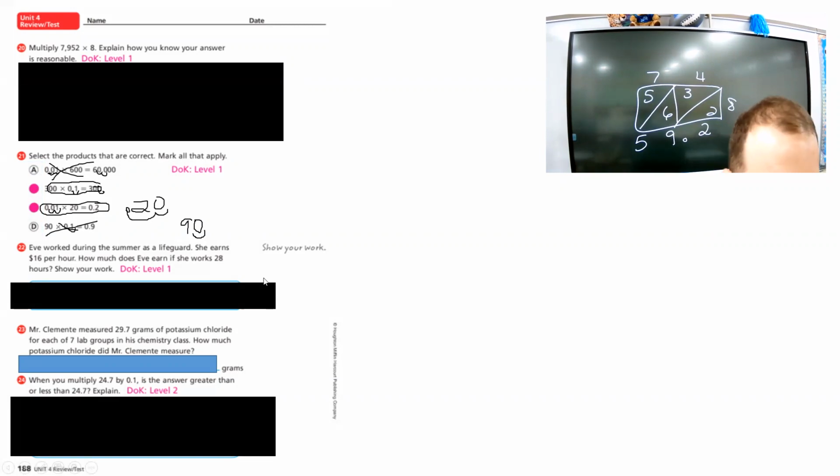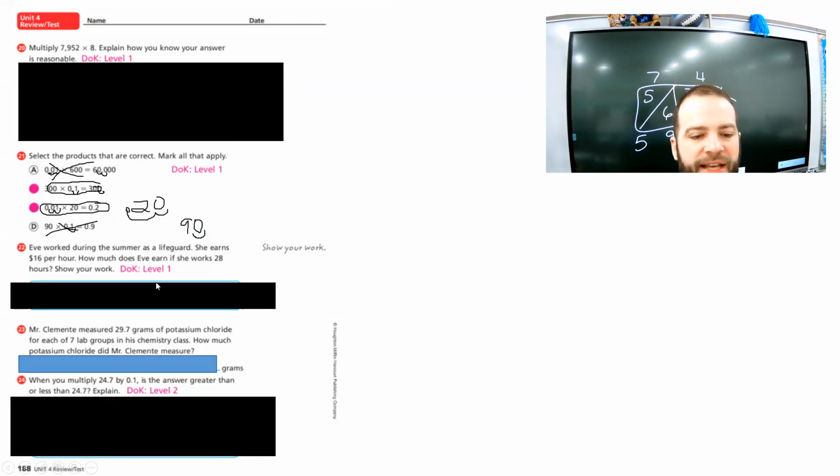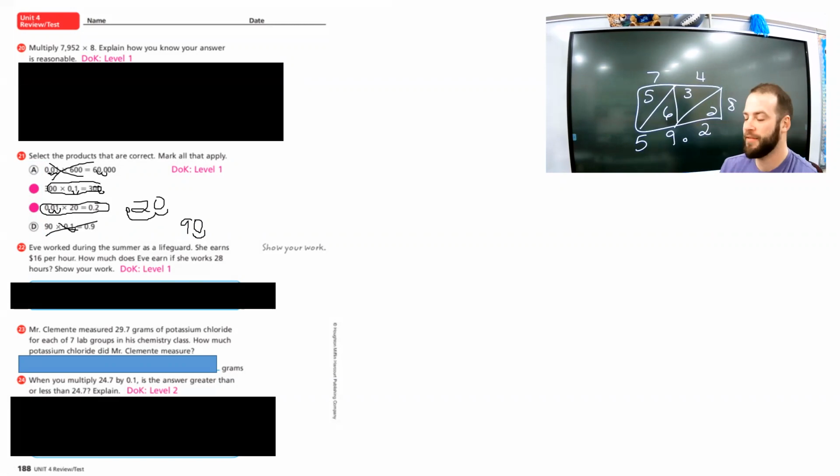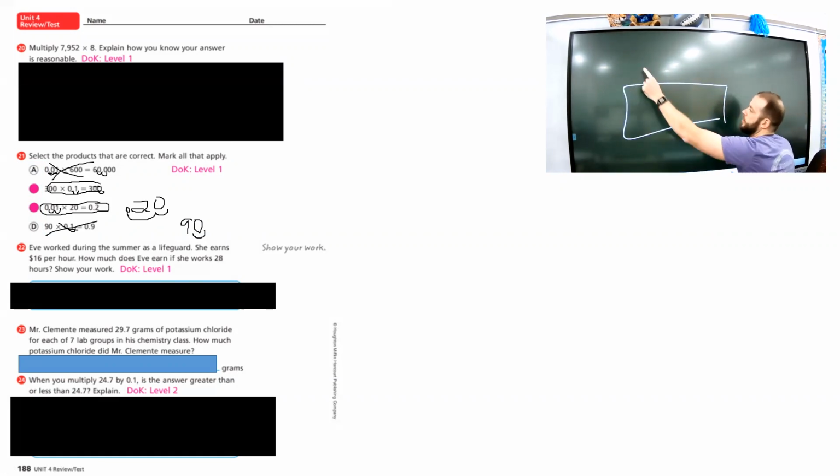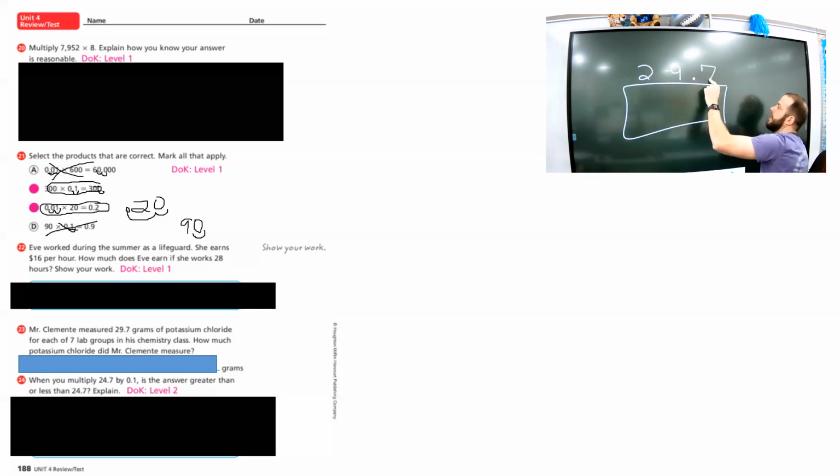Mr. Clementi measures 29 7/10 grams of potassium chloride. He's doing that for each of the 7 lab groups. How much potassium chloride did he measure total? So we're going to do 29.7 times 7.